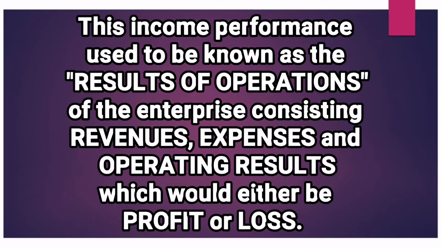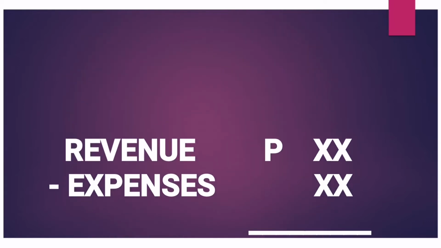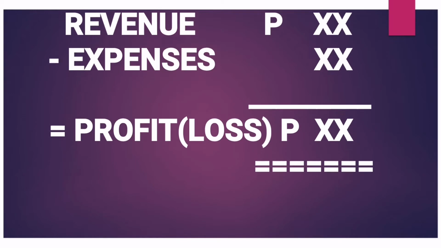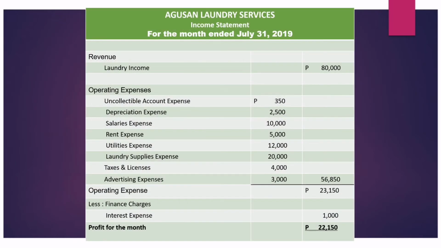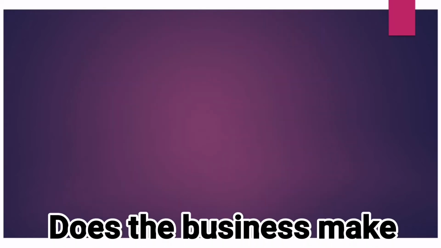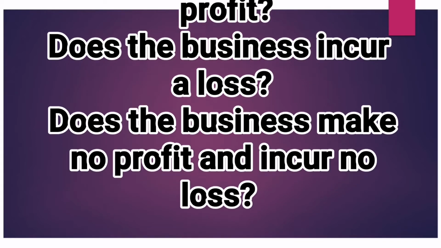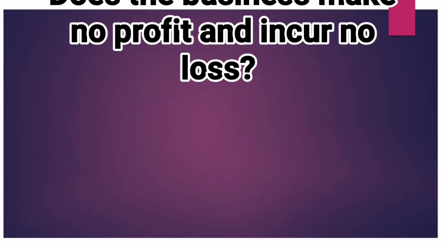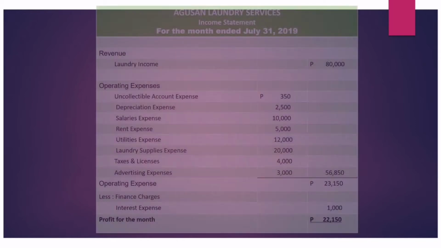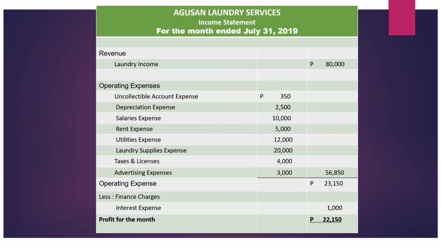So the relationship among the three can be expressed in the following. Revenue less expenses equals profit or loss. The example shows that the income statement answers the following questions. Does the business make profit? Or does the business incur a loss? Or does the business make no profit and incur no loss? But in our example, it shows that the business makes a profit of 22,150.